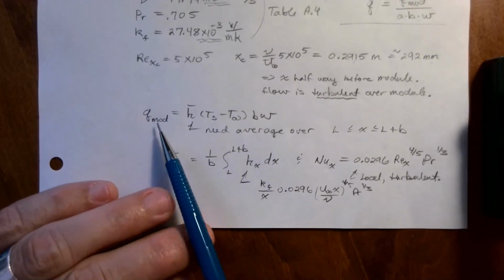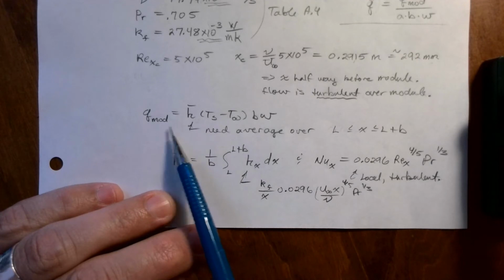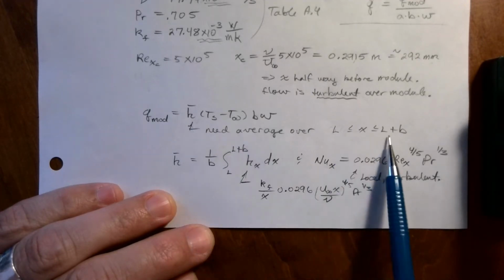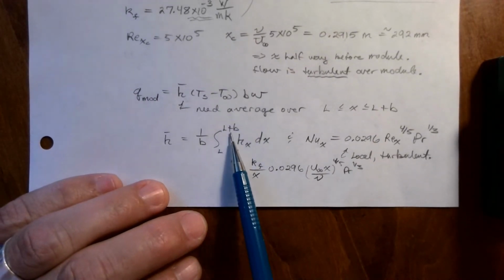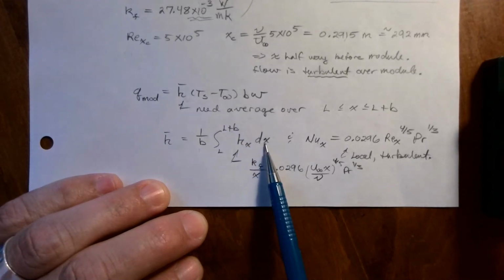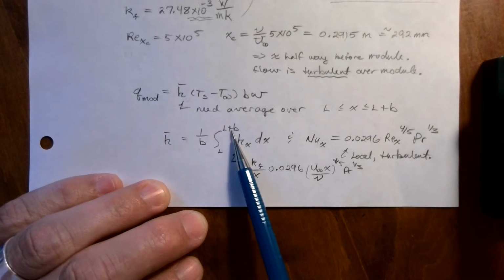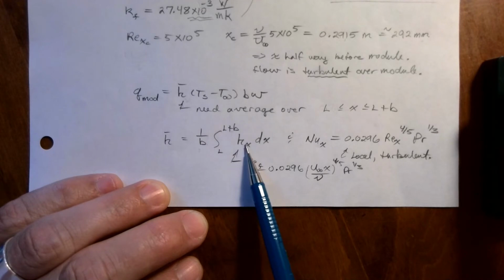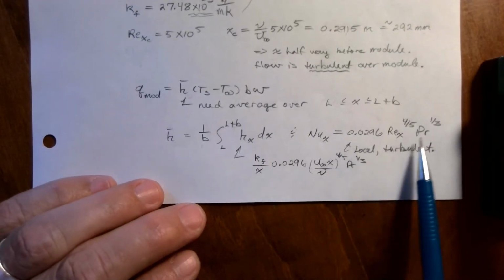So we need to get this h bar now so we can calculate the convection. This is the average only over the module, so from L to L plus B. By definition of average, that would be the integral from L to L plus B of h dx divided by the length, which is B. So 1 over B, integral from L to L plus B of h. How do we come up with h? We need the appropriate correlation.